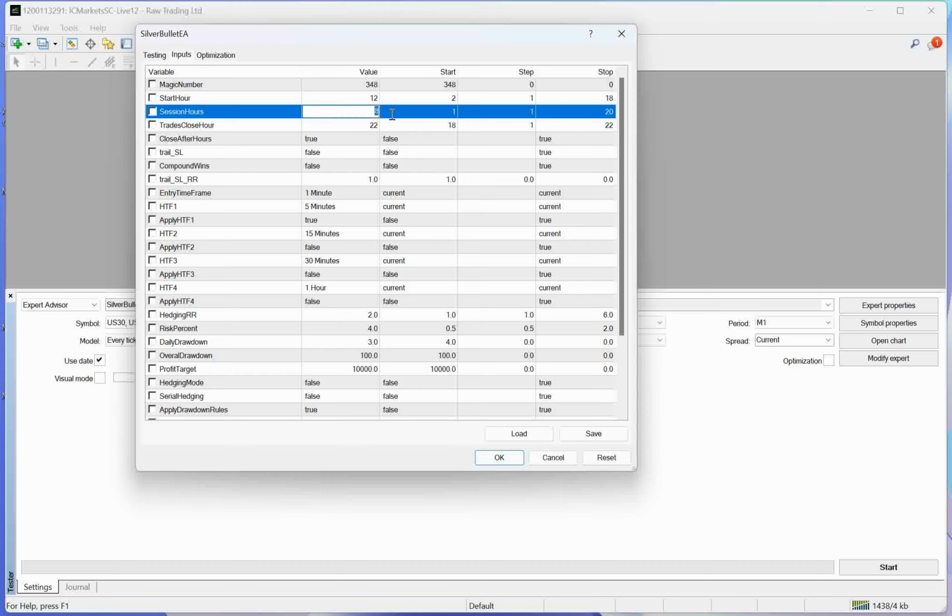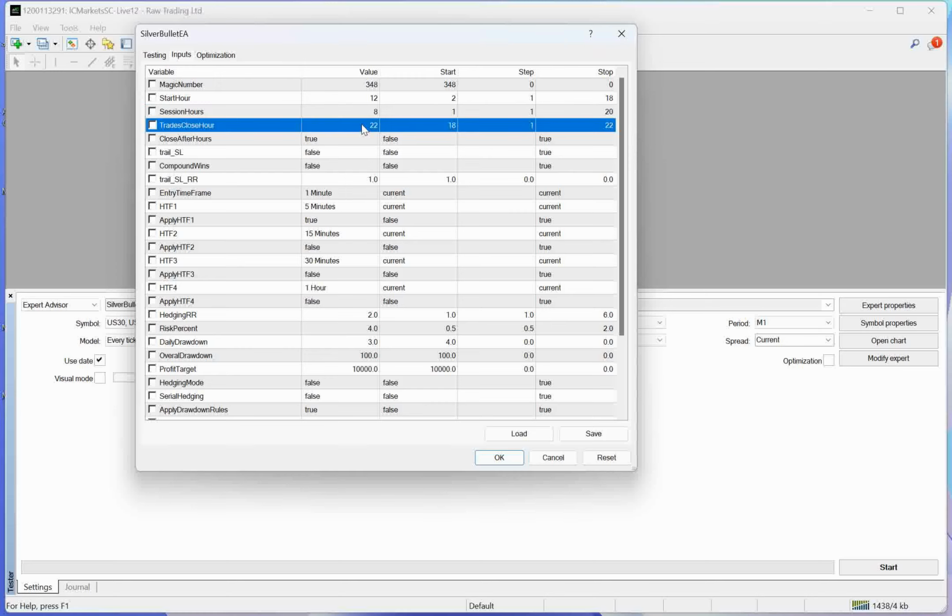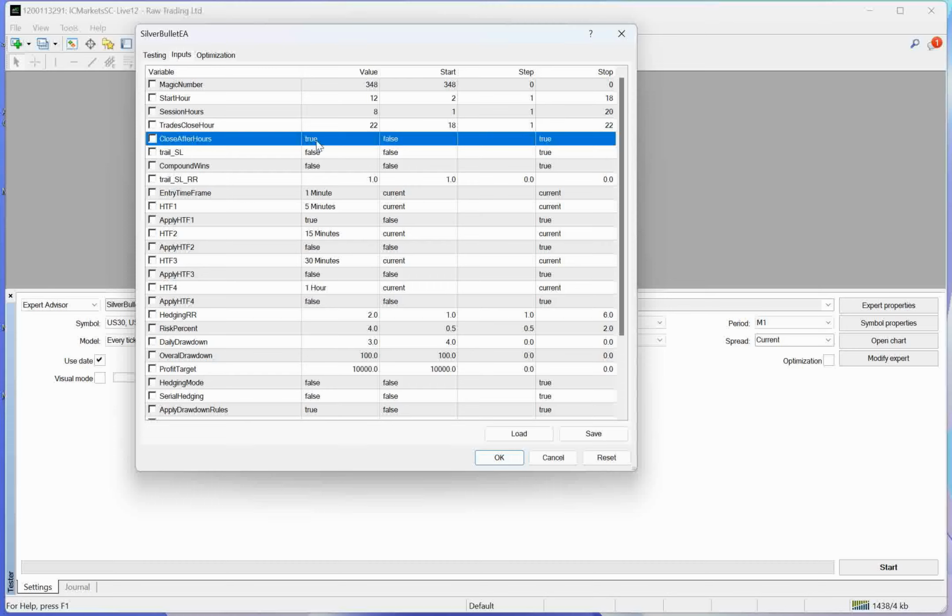I probably got that from optimization because the theory of this strategy is just do it for 1 hour and stop. Then close hour, I probably got that from optimization as well. I don't know what the theory of the strategy says. Then close after hours. This is if you want to close your trades at the end of each day, so you just need to set that to true so that they can all be closed.